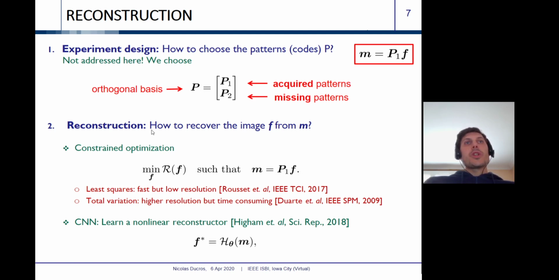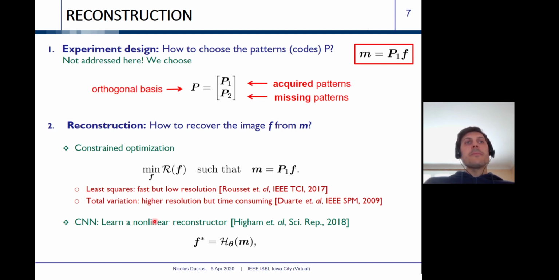For reconstruction, which is the recovery of f from the measurement m, the classical way of doing this is through constrained optimization. So we minimize a regularizing functional R such that the recovered image is consistent with the measured value m. We can choose least squares as the regularizing functional. This is fast because we have an analytical solution, but this leads to low resolution images. So we have parsimony-promoting alternatives that lead to higher resolution, but that are time consuming because we have to implement iterative algorithms.